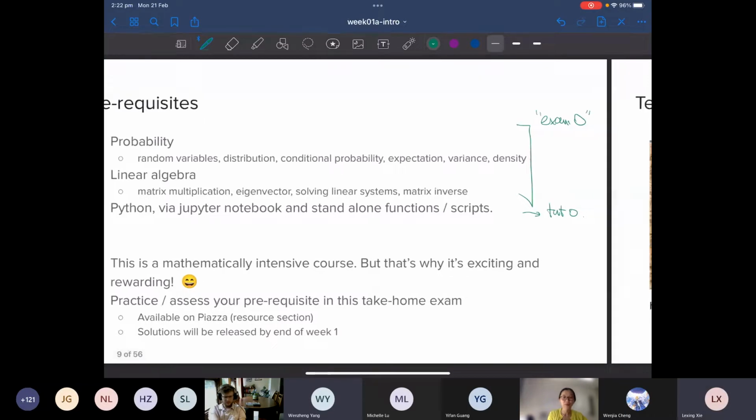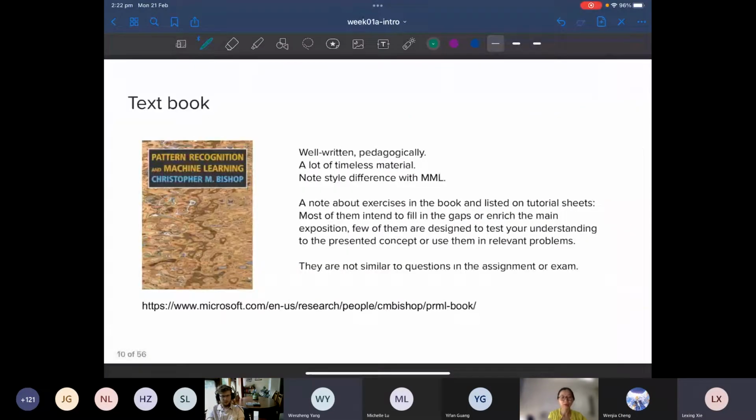Yep. And we'll release the solution to the former later on. So one more thing about the textbook. We will still be using Pattern Recognition and Machine Learning by Bishop. This textbook was written in 2006.